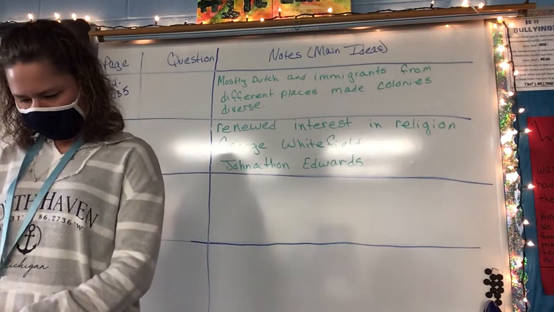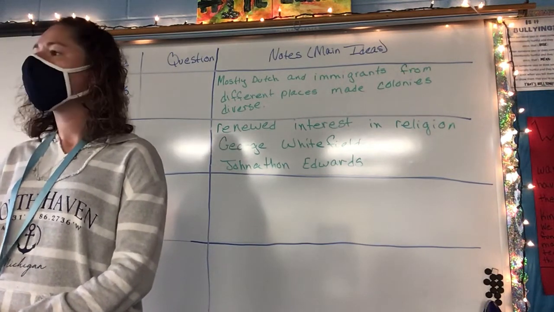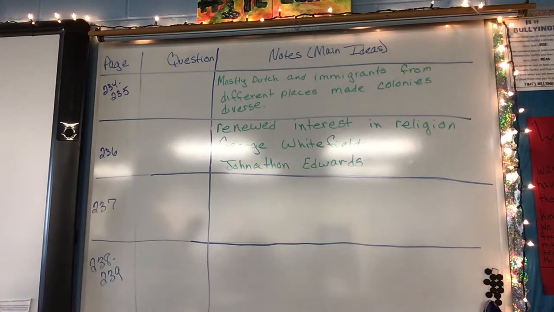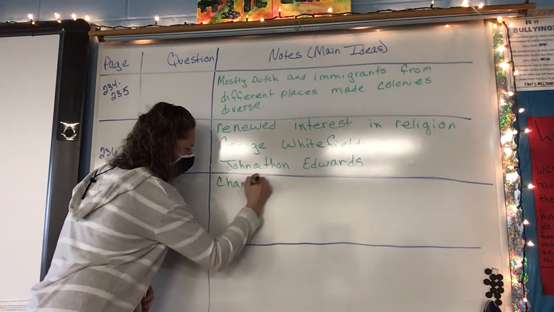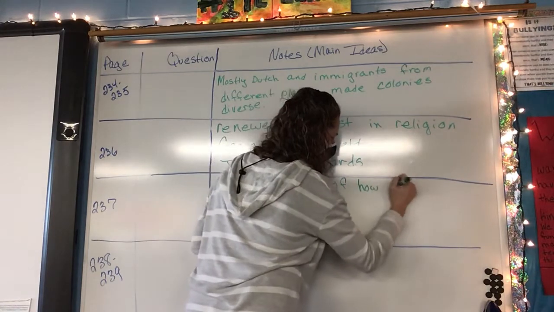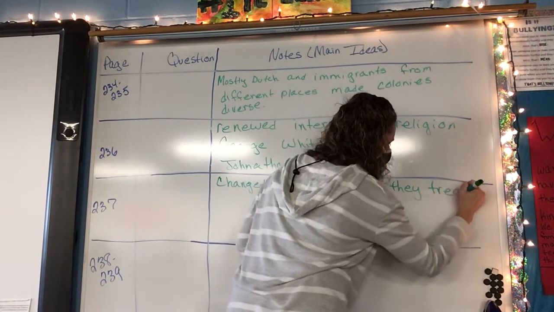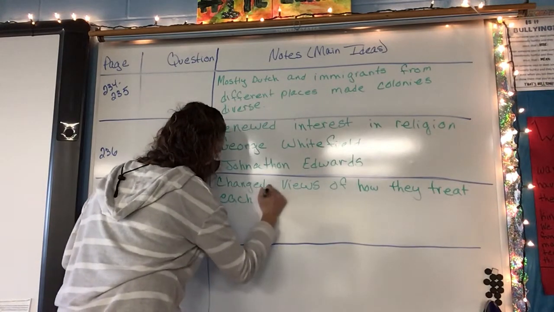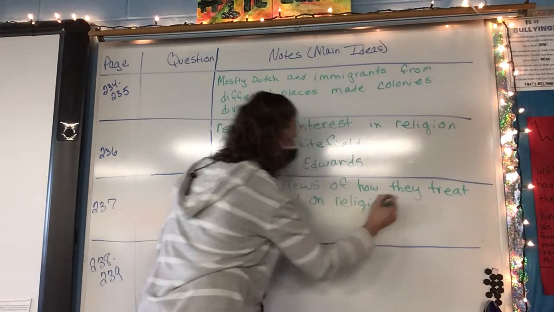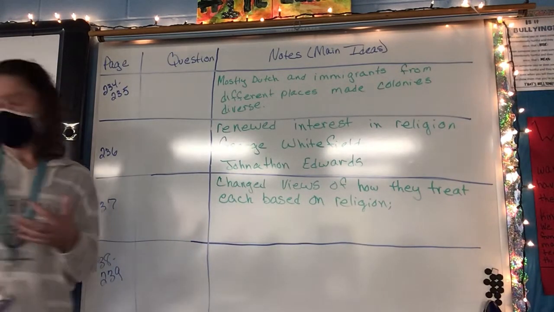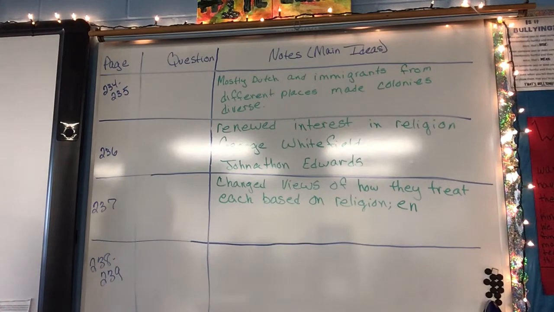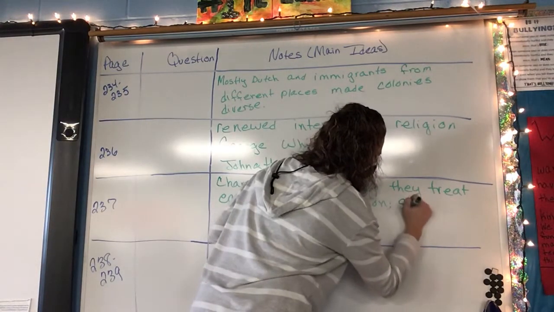Religion also changed the way people view one another because of their religious beliefs. Okay. Some colonists thought enslaving Africans was wrong. Very good. Changed views of how, did you say how they treat each other? How they treat each other because of their religion. Okay, how they treat each other, good. Based on religion. And I'm also going to add that you mentioned they felt enslaving people was not right, correct? It was some colonists thought enslaving Africans was wrong. Okay. So we'll put that too. Some.